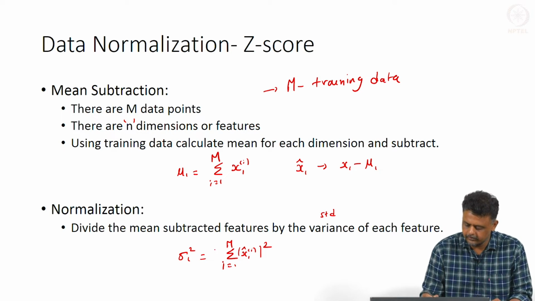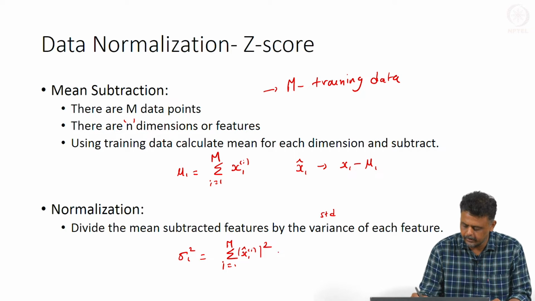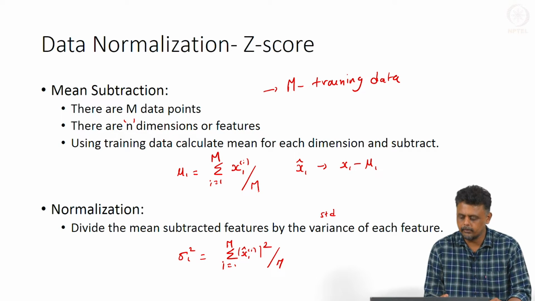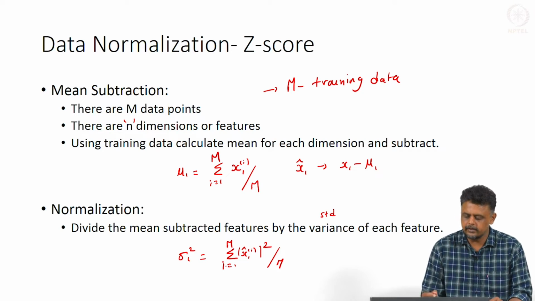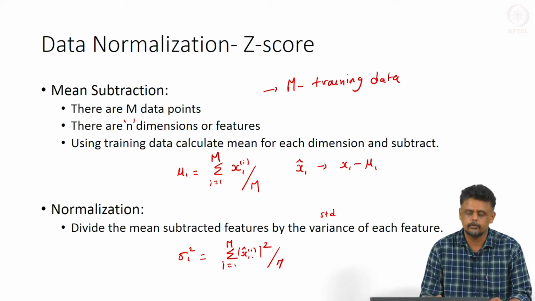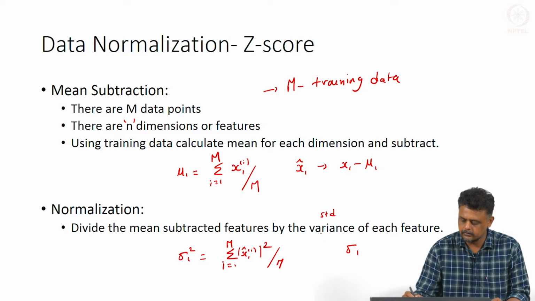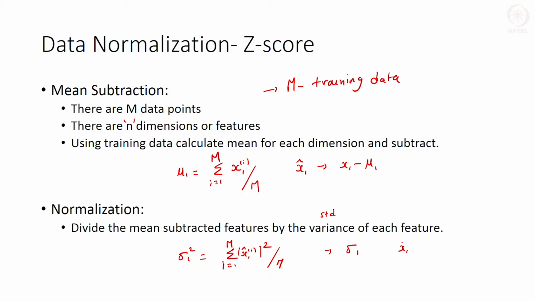Of course, in the previous summation I left out the normalization by the total number of data points, so please amend the mean; I have to divide by m. Since we have subtracted the mean out, this will work. We take the square root of that, which is just sigma 1, and so x 1 cap goes to x 1 cap divided by sigma 1. That is the process.